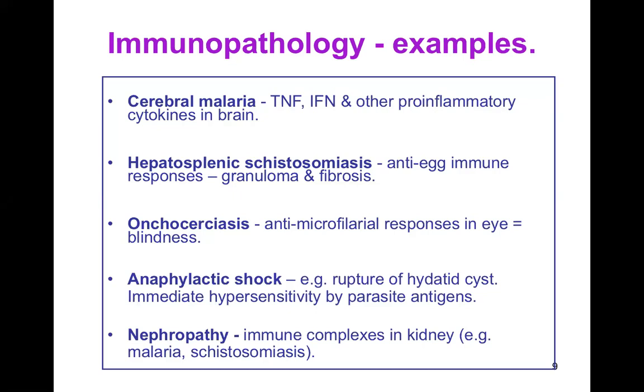We also have onchocerciasis, which is anti-microfilarial response in the eye, and this can really result in blindness when you are infected with the parasite. Again, you can have anaphylactic shock, and this can lead to rupture of hydatid cyst and also result in immediate hypersensitivity reaction when you are infected by these parasites. We don't forget that there can also be nephropathy where immune complexes are deposited in the glomerular basement membrane of the kidney. And this is a typical example of chronic malaria as well as the infection with schistosomiasis.